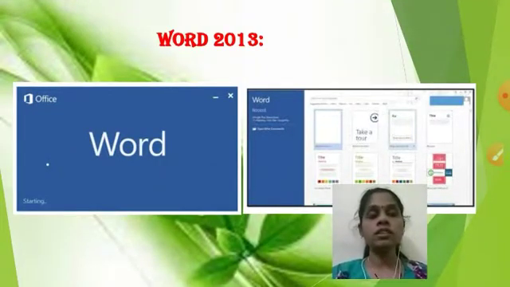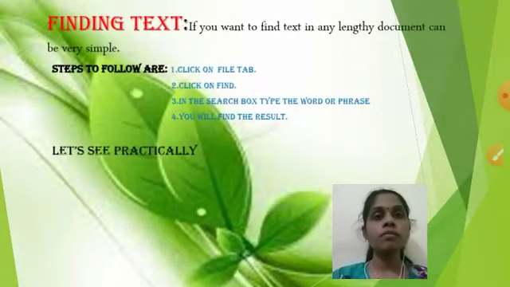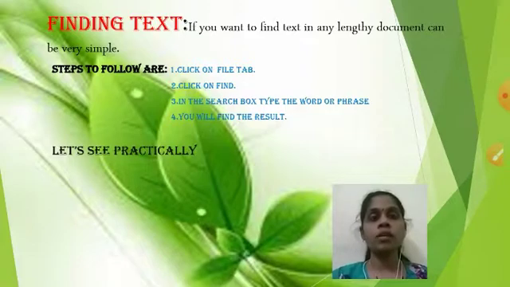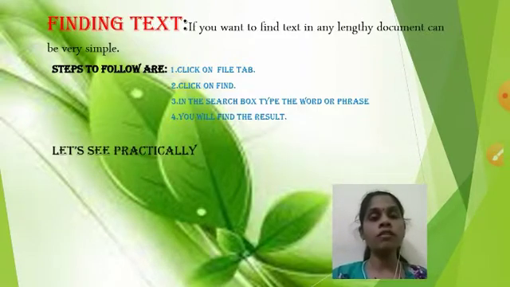Word 2013. Now I am going to explain the next topic. What is the topic of Word 2013? The first practical topic is finding text. If you want to find any text, any word or any simple phrase, it is very possible in Word 2013. If you have a lengthy Word document and you have to find only one word, where is that word, where is it repeating, from where we have to capture that, all these things you can find out in finding text.